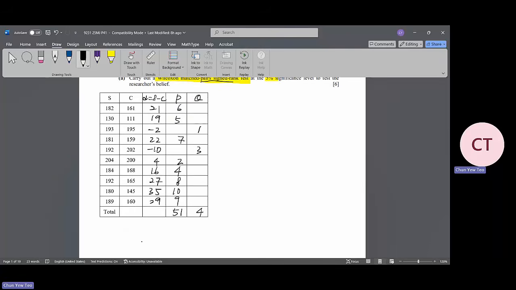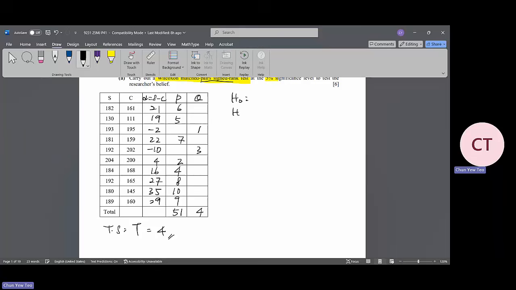Okay. So the test statistic over here, T, is equal to the minimum between these two. So between 51 and 4, the minimum value will be 4. Okay. So now we are ready to do the hypothesis test.